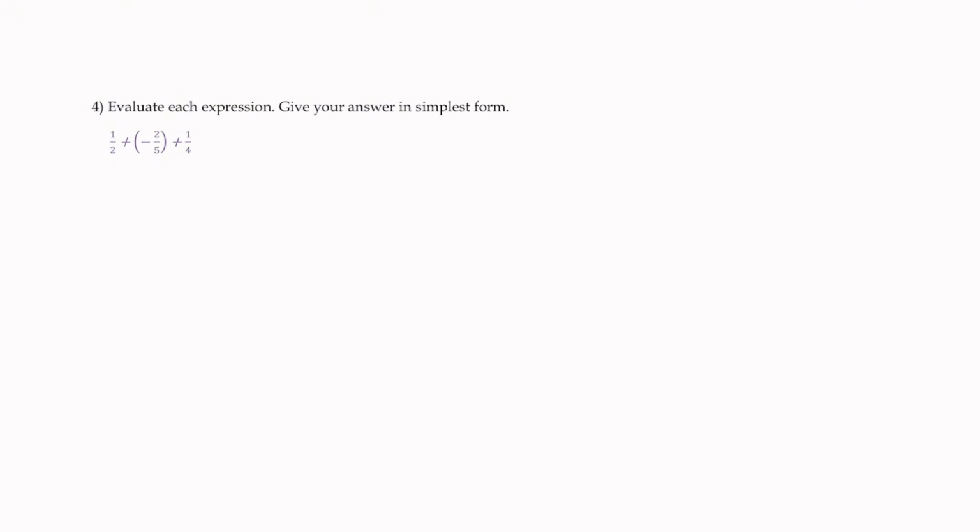First, I'm going to simplify this. 1 over 2, plus and minus gives us minus 2 over 5, plus 1 over 4. Now here we have 3 fractions. One of the ways is to do two and then take the third one. So you actually do the whole process twice.